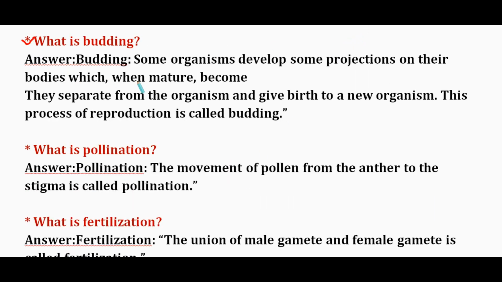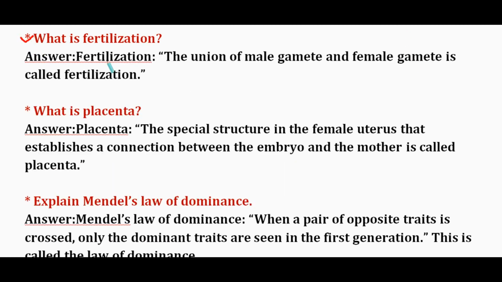Next question, what is budding? Some organisms develop projections on their bodies which, when mature, separate from the organism and give birth to a new organism. This process of reproduction is called budding. What is pollination? The movement of pollen from anther to the stigma is called pollination. Now, what is fertilization? The union of male gamete and female gamete is called fertilization.